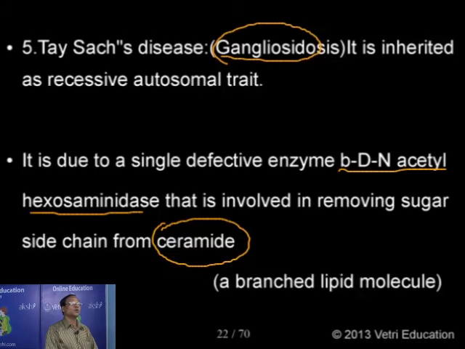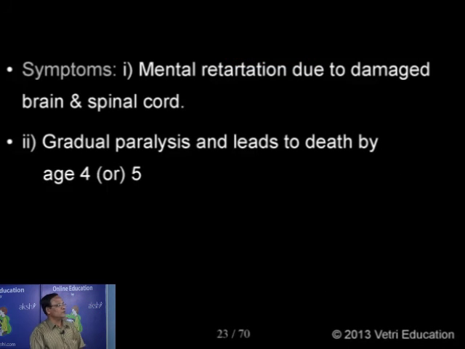The ceramide is highly toxic when it accumulates in the body. Particularly it accumulates in the brain cells. So the ganglioside normally accumulates in the brain cell. When it is accumulating more than the normal level, it causes mental retardation. And also paralysis occurs in the child, and the child dies even before the age of 4 or 5 because of the accumulation of ceramide in the brain, and that leads to toxicity. So mental retardation due to damage to the brain and spinal cord, gradual paralysis, and leads to death by age 4 or 5.